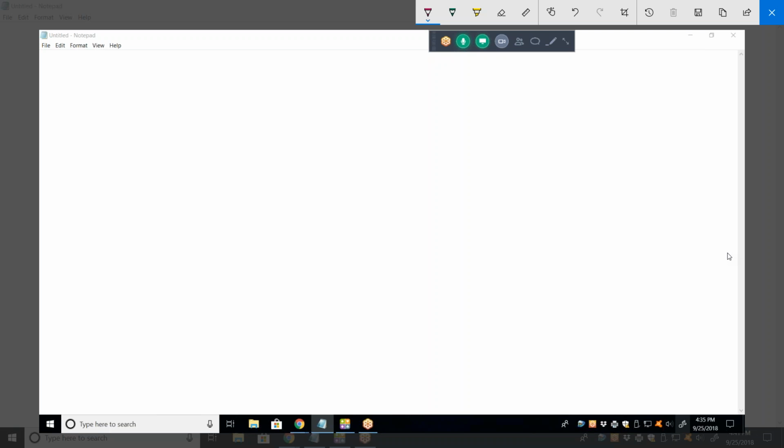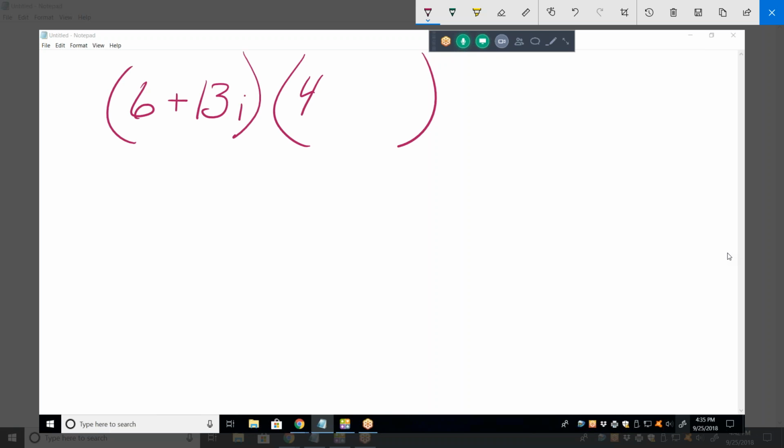All right. 6 plus 13i times 4 minus 10i. Little number. I'm trying to make the arithmetic a little easier. I didn't want to have to multiply 13 times 12. We want to do all of this math in our head. You don't want to have to use a calculator to do this.